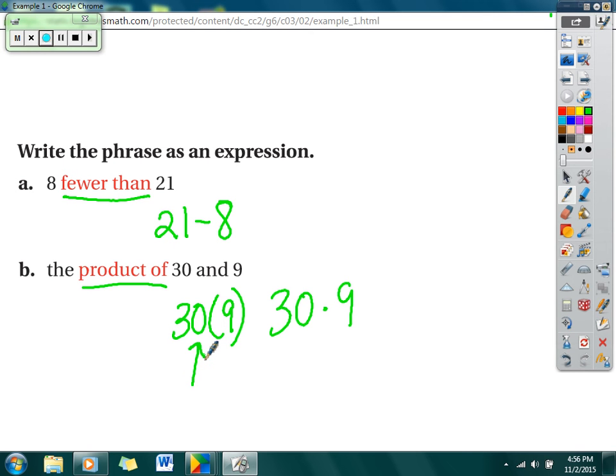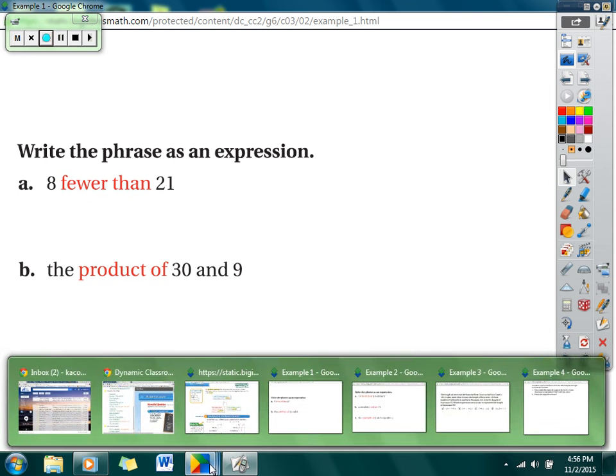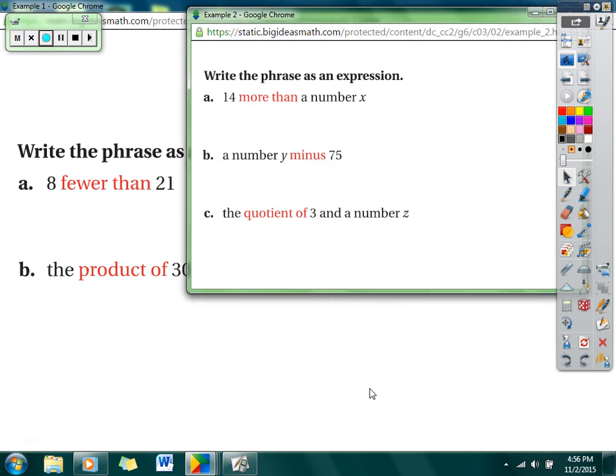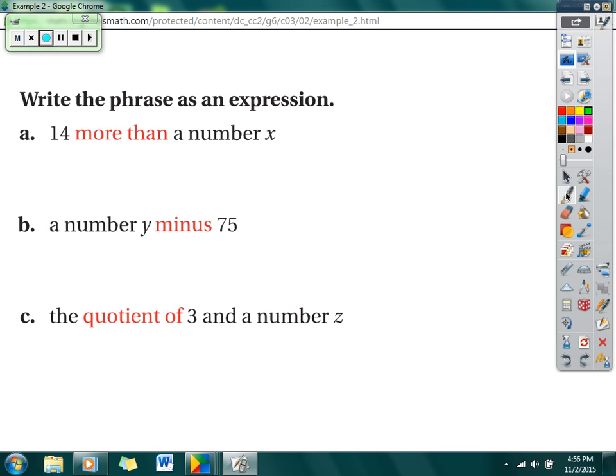Okay? The next one, example 2, let's look at some more examples. Example 2 is similar to the first one. So 14 more than x. So how much do I have? I have x and I'm doing 14 more than that. So I have x, more than means addition. So it's x plus 14.